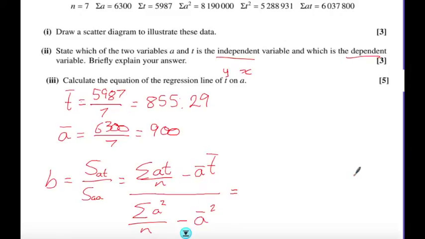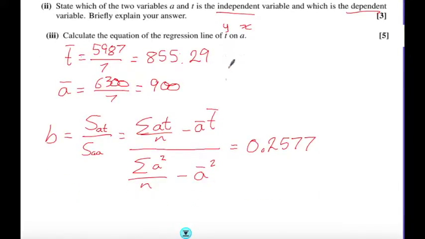And that's been divided by n, which is 7. And then we've got to take away a bar, which was 900, times t bar, and I'm going to put in the exact number, 5987 over 7, and that's all over the sum of a squared, which is 8,190,000 over n, which is 7, minus a bar squared, so minus 900 squared, and that gives me 0.2577.